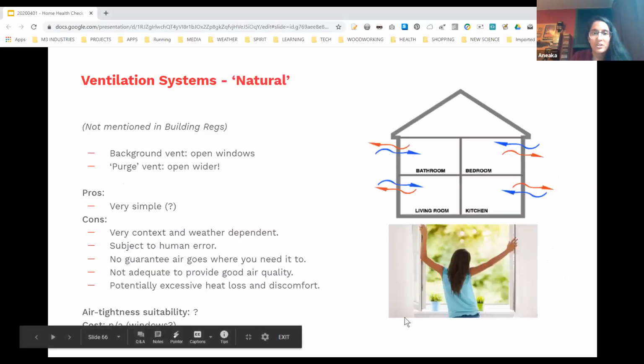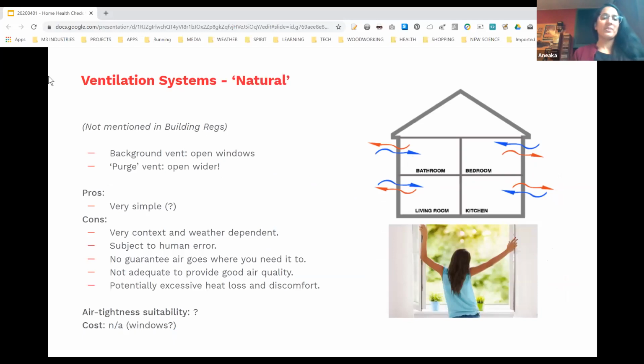So the first type is this supposedly natural system, where we don't have any mechanical extract fans. We just use windows, so the background ventilation in this case is windows opening, and the purge type is just opening those windows wider.